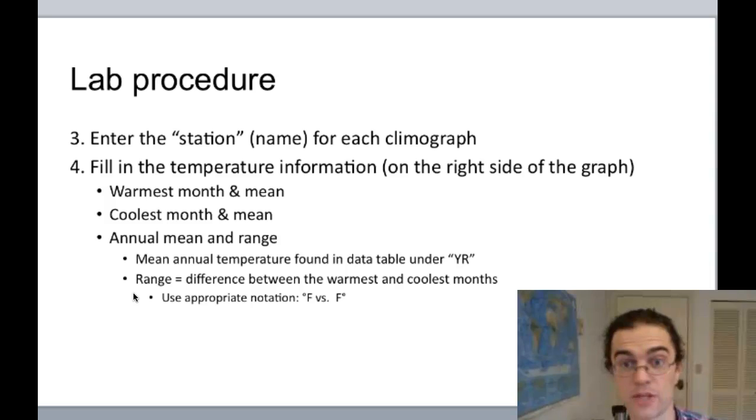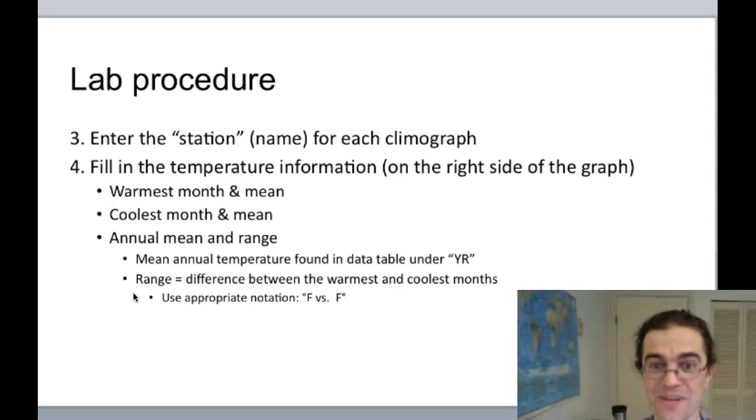And then we want to fill in the temperature information on the right side of the graph: warmest month and mean, coolest month and mean. You get to generate these means, that's just a part of doing geography, is compiling means. So you get to be geographers this week and the other weeks too. The mean annual temperature is found in the data table under YR. And the range is the difference between the warmest and coolest months. Make sure to use appropriate degrees Fahrenheit versus Fahrenheit degrees.